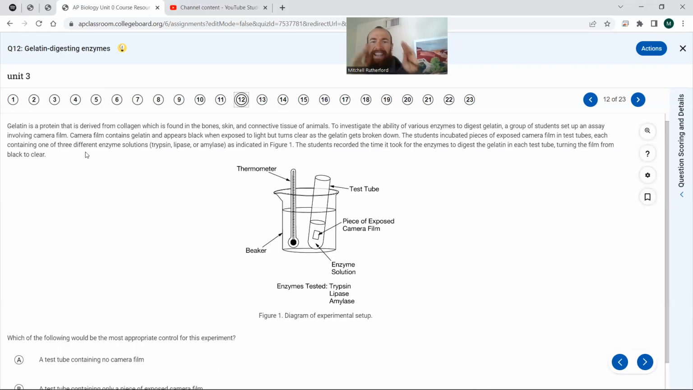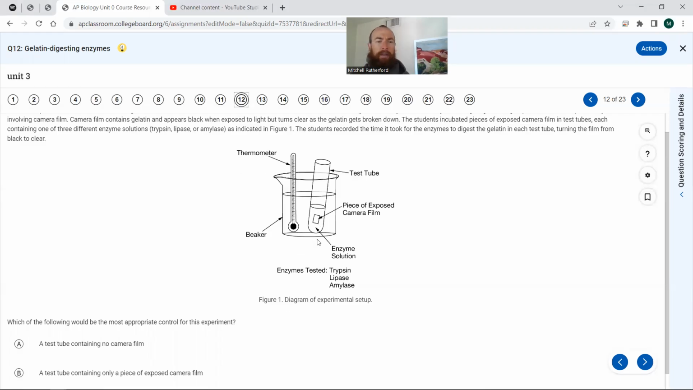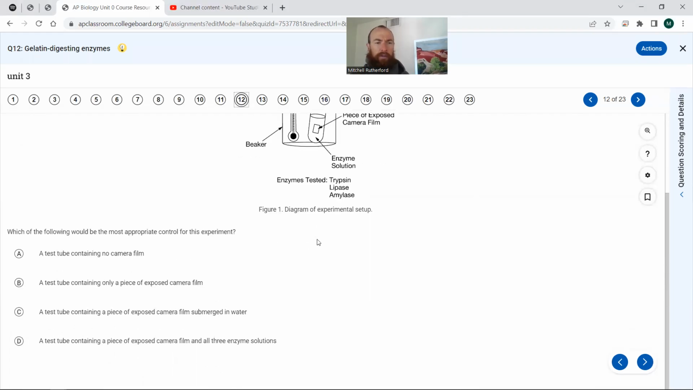Right there, I'm writing IV. That's our independent variable. And then they record the time it took for the enzymes to digest the gelatin in the test tube. Okay. So the amount of time is the dependent variable. And the gelatin is going to be digested here. So what needs to stay the same? The temperature. But that's not an option here.